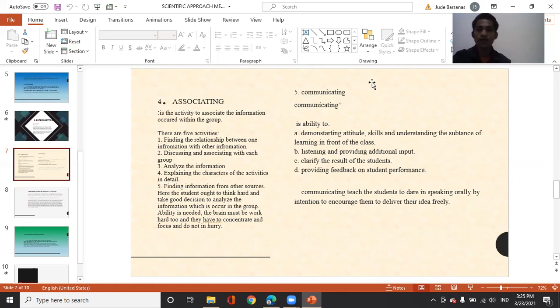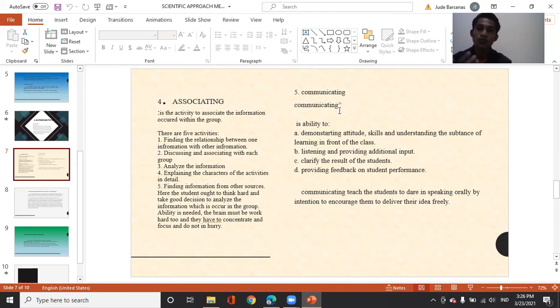Here, let us jump to the fifth point, which is about communicating: how we speak, how we convey our ideas to our teacher and to our friends. Communicating is an ability for students or in their groups, first, demonstrating attitude, how they show their attitude.